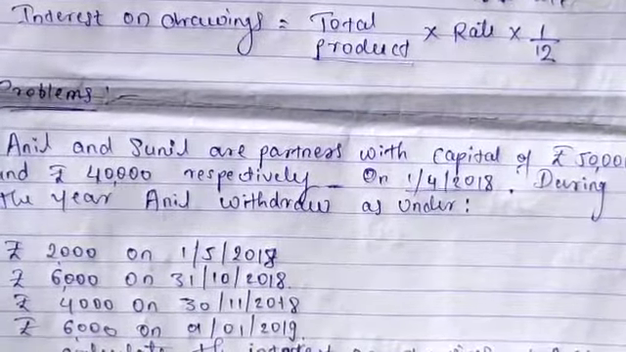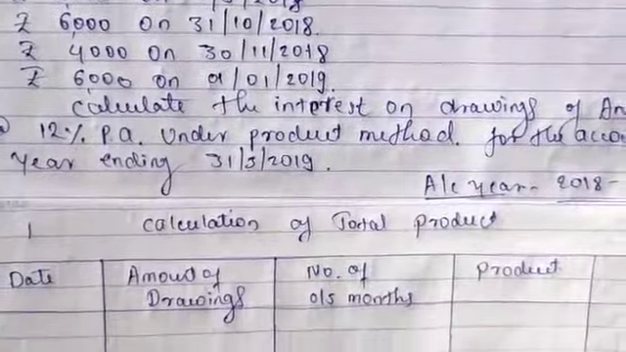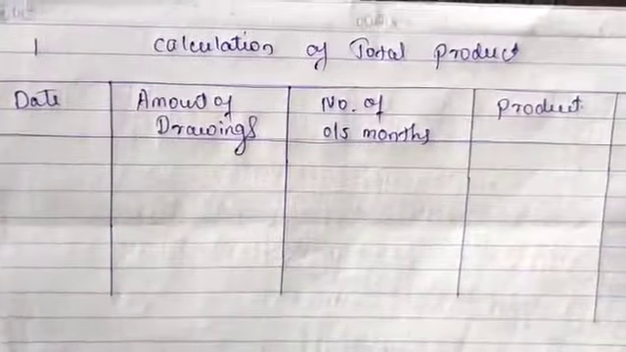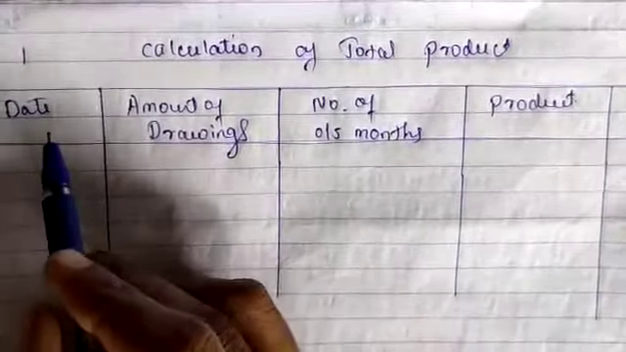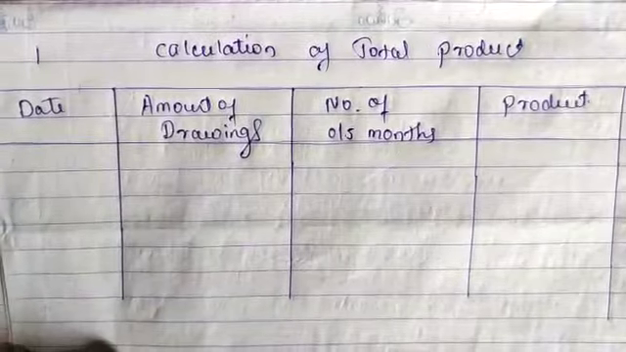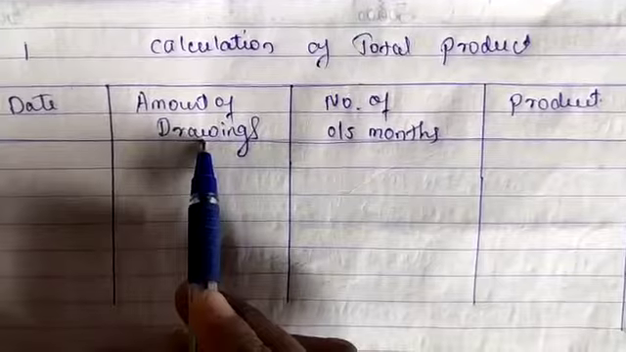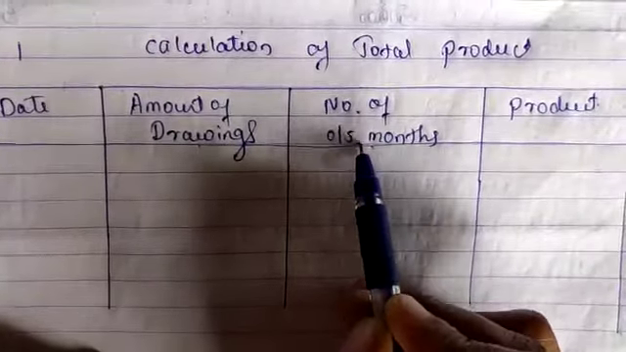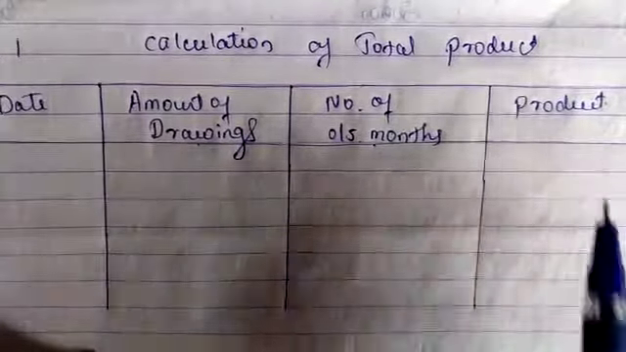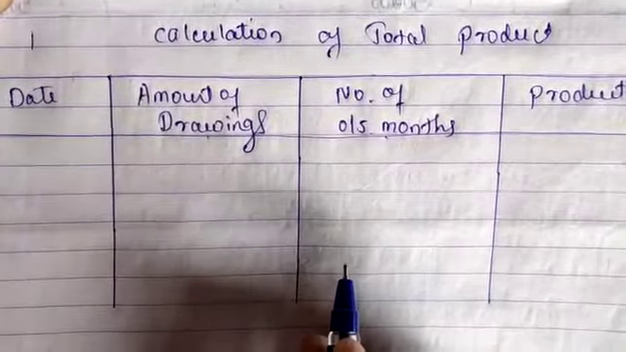From the table, calculation of total product. This is a table. First you need date of withdrawals, next amount of drawings or amount of withdrawals, number of outstanding months, OS means outstanding months, and last you find out the product. First you take the dates of withdrawals.